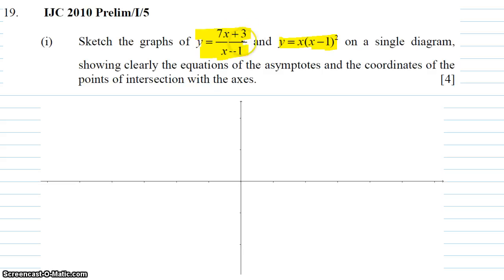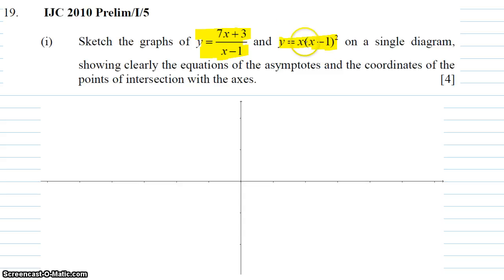Because I've got a linear term in x on the top line and a linear term in x on the bottom line. I'm going to have an asymptote when this bottom line equals 0, so at x equals 1. And I'm also going to have a horizontal asymptote that happens as x gets very, very large. I can ignore the plus 3 and the minus 1. I get 7x over x, which is just 7. So this one's a rectangular hyperbola with asymptotes y equals 7, x equals 1.